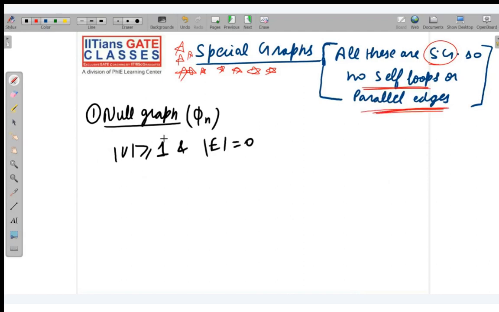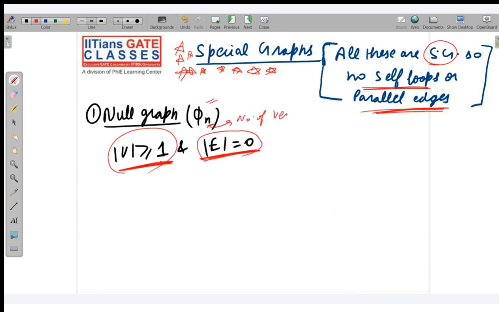First is the null graph. The null graph is represented by phi of n. Here vertices should be at least 1, but edges are always 0. If vertices are also 0, then how will you represent it? It is no longer a graph. For a graph, at least one vertex is a must. So at least one vertex should be there, but edges should be 0. And here n is the number of vertices.